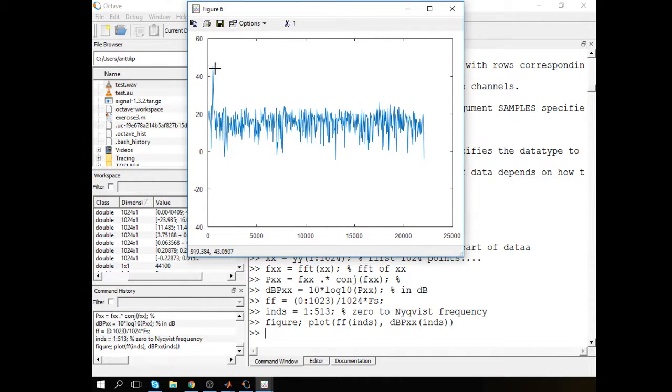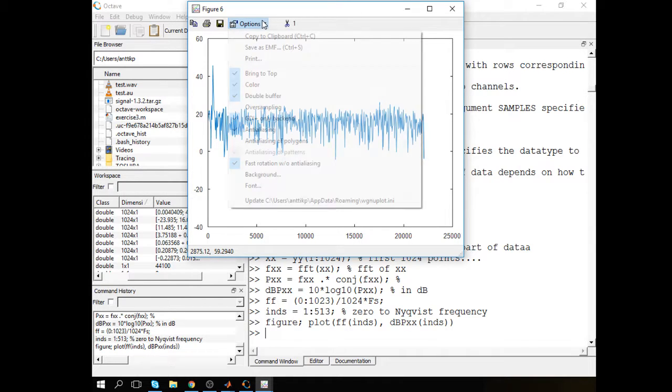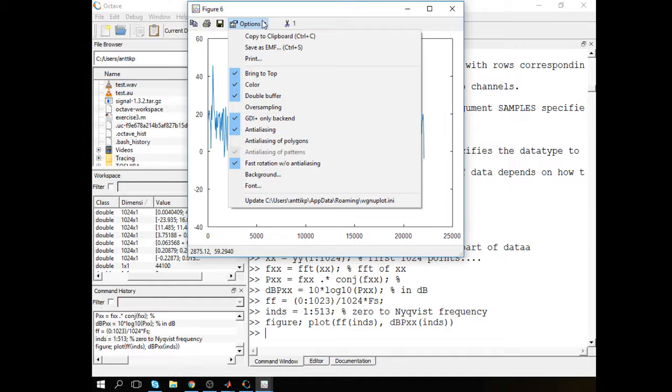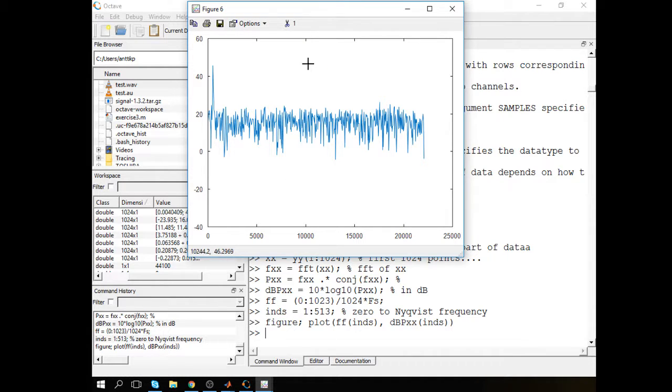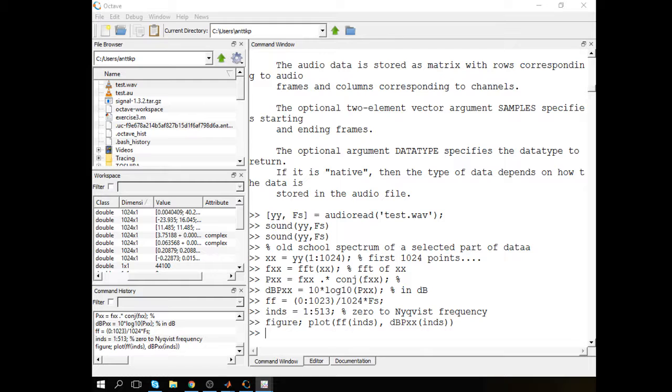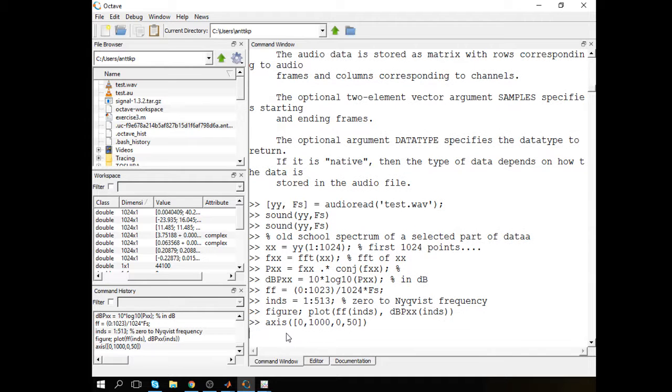So, yes, the spectral analyzer actually shows that we have this. Let me do the scaling of this picture again by using the axis command: 0, maybe 1000 hertz, then 0 dB to 50 dB there.